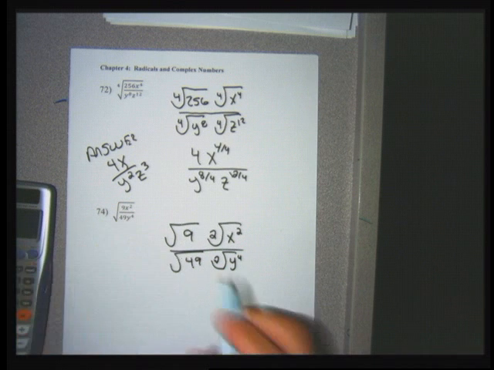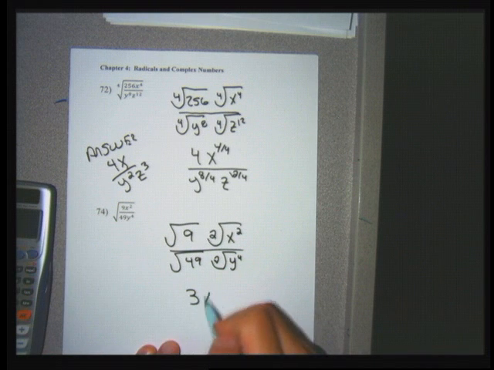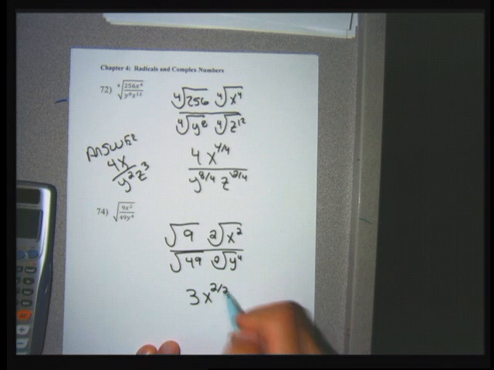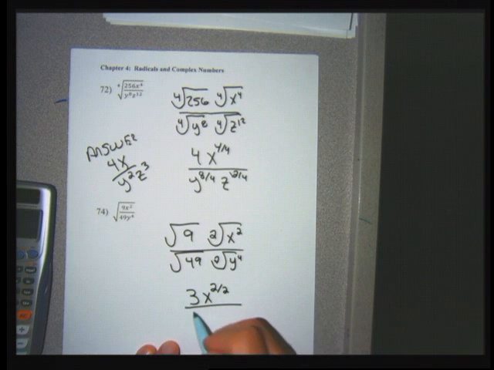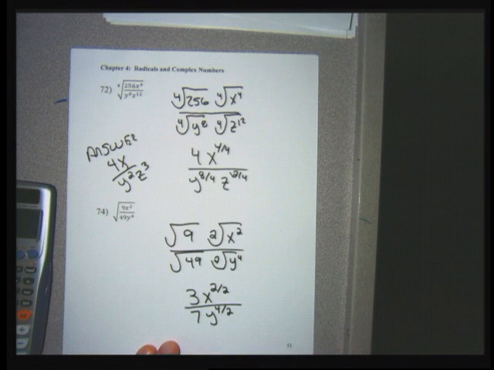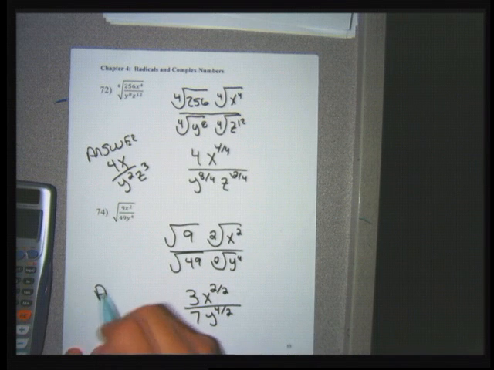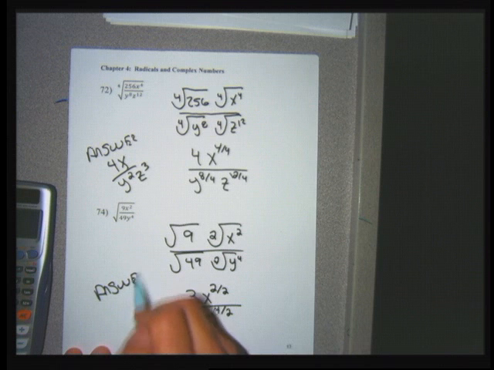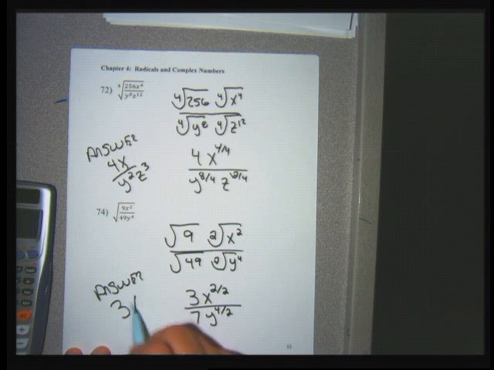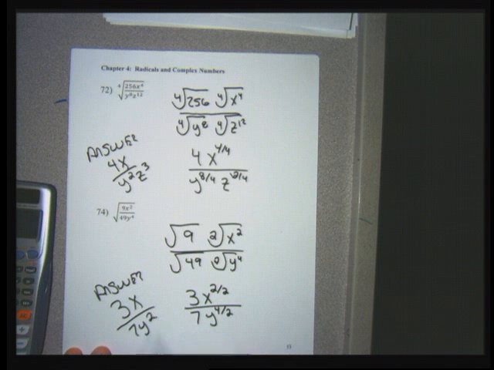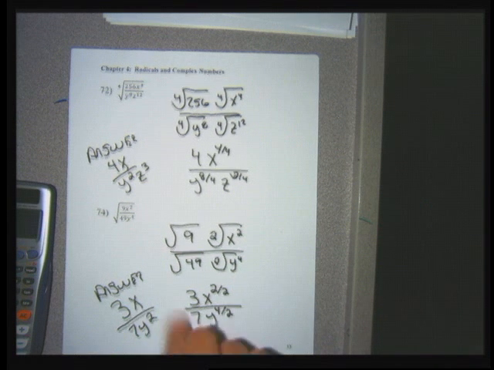For the numbers, I know that the square root of 9 is 3. For the x, I divide its exponent by 2. And the denominator, the square root of 49 is 7. For the y, I divide its exponent by 2. And the answer I get for 74 is going to be 3x in the numerator, or 3x to the first power, and then 7y squared in the denominator. Got a little crazy with these, I guess.